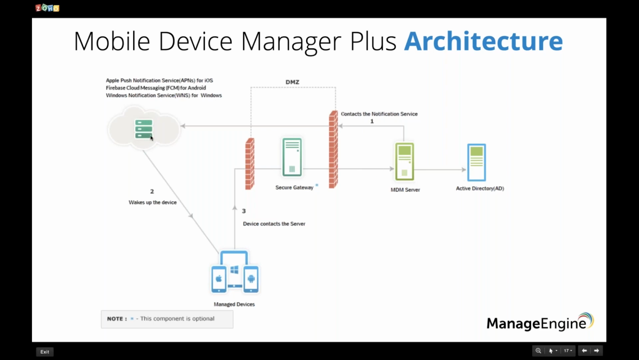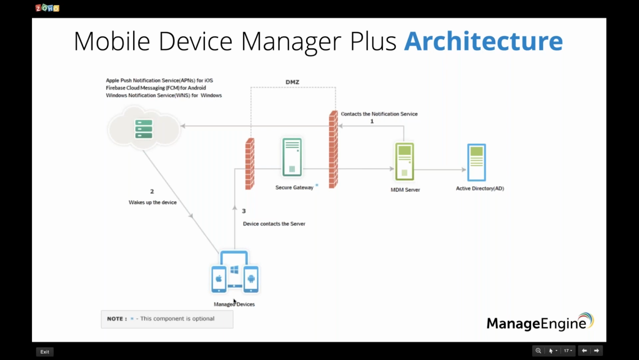Two would be the notification services that are hosted by your OEM vendor, like Apple Push Notification Service for iOS, Firebase Cloud Messaging for Android, and Windows Notification Services for your Windows machines. The third part would be the mobile devices that you would like to manage under your corporation. So let's see how the architecture itself works.